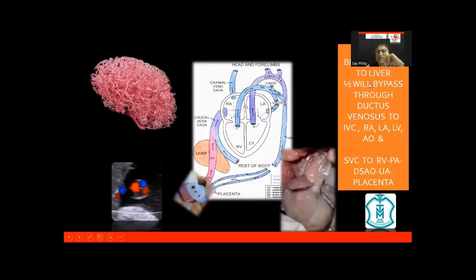So half of the blood will bypass through the ductus, half will go into the liver. Whereas the SVC carries less oxygenated blood going to the RV and to the PA, ductus arteriosus, and the lower part of the body, and then returns to the placenta.